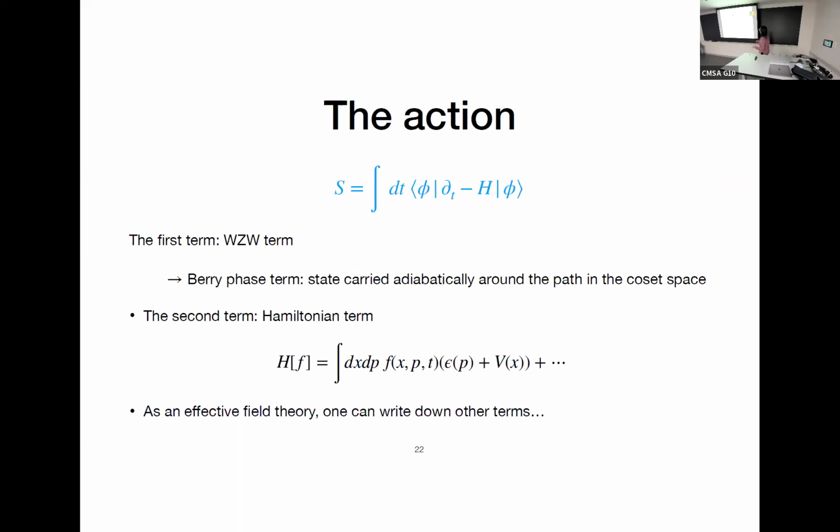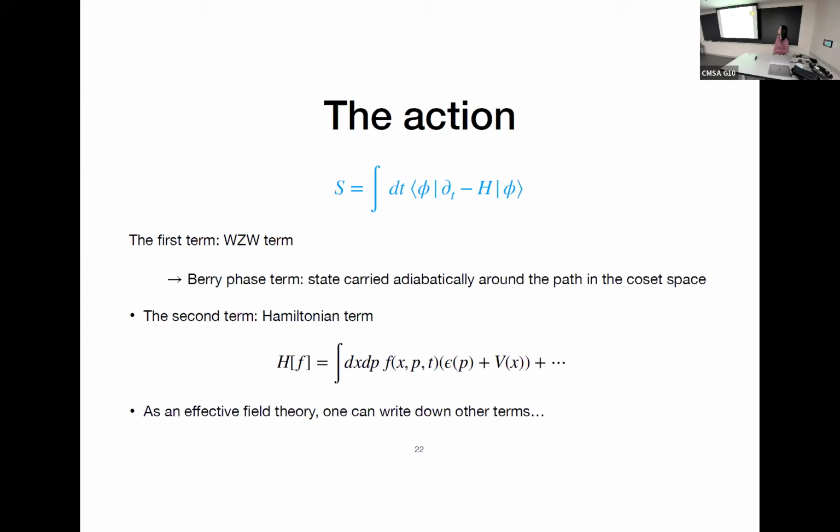So here comes the main conclusion. How can we write down the effective field theory action of this coherent state path integral approach? This is the effective field theory action that we can write. It contains two parts. And the first part with the pi derivative here is the Wess-Zumino term.